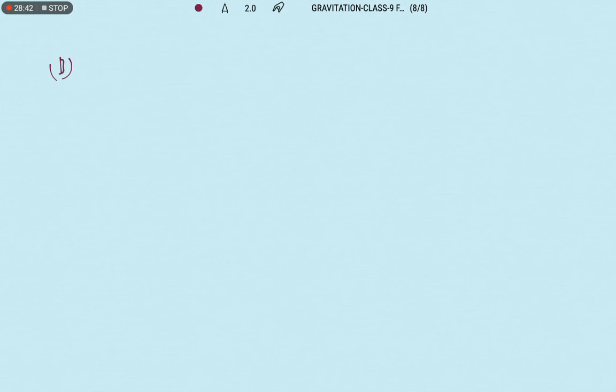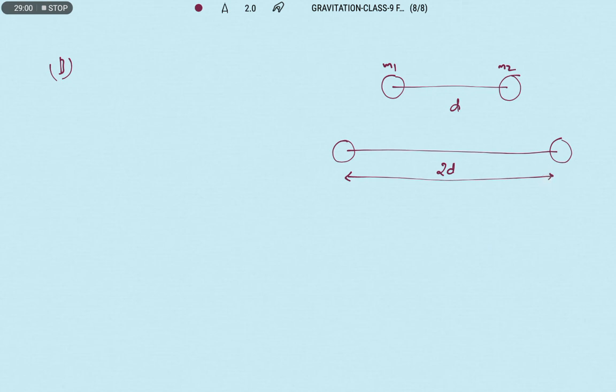Now the initial distance between the two bodies m1 and m2 is d. Now the distance between the two bodies is going to increase by 2 times of the initial distance. Now they are asking what is the new force of attraction between the objects. They are keeping the masses fixed, but what they are changing here is the distance between the objects.